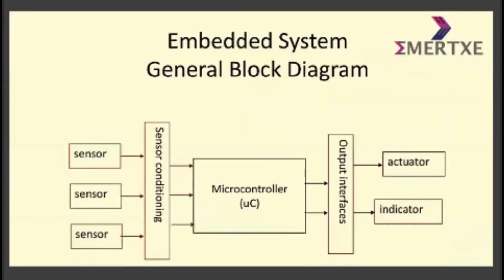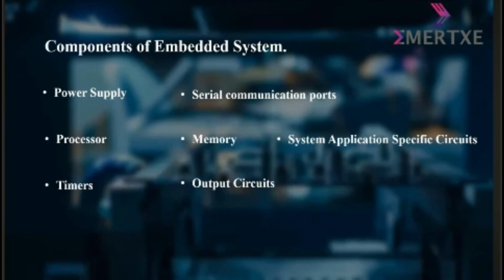The general block diagram of an embedded system. Each microcontroller is connected to sensor conditioning and output interfaces. In sensor conditioning, we connect several sensors to perform the task, and the output interface is connected to actuators and indicators. Several components of embedded systems are power supply, processor, timers, serial communication ports, memory, output circuits, system application, and specific circuits. From here, my friend will continue about this project.